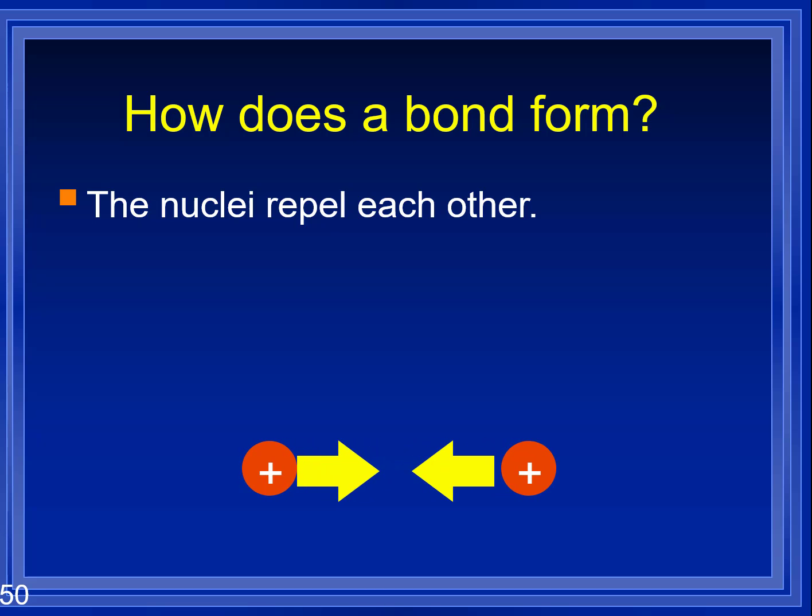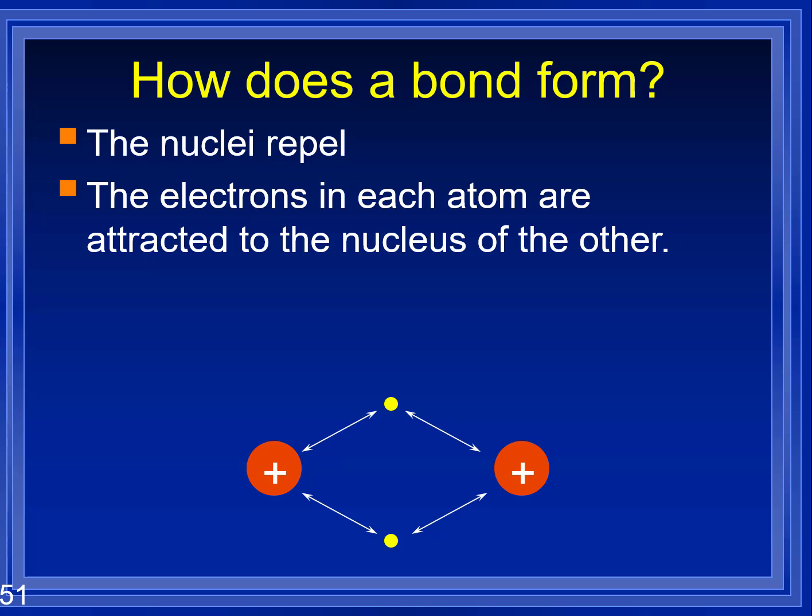That would stop the bond from forming. That's against it forming. But the electrons are attracted to their own nucleus and the nucleus of the other one. So we've got 2 counteracting forces.